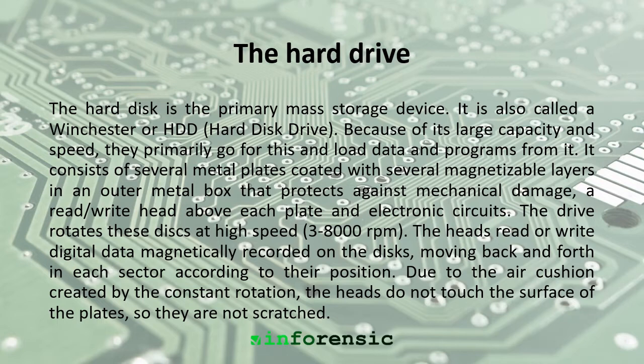It consists of several metal plates coated with several magnetizable layers in an outer metal box that protects against mechanical damage, a read/write head above each plate, and electronic circuits. The drive rotates these disks at high speed, 3 to 8,000 RPM. The heads read or write digital data magnetically recorded on the disks, moving back and forth in each sector according to their position. Due to the air cushion created by the constant rotation, the heads do not touch the surface of the plates, so they do not wear.